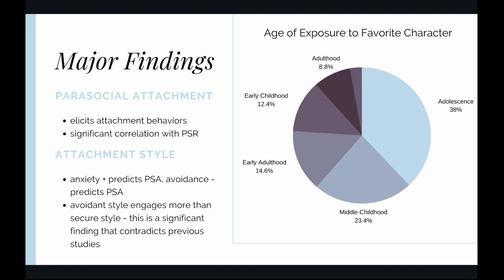When looking at attachment styles, those that had avoidant style engaged more in parasocial relationships and attachment than those with a secure style. This directly contradicts previous studies, which find avoidant style to engage the least parasocially.